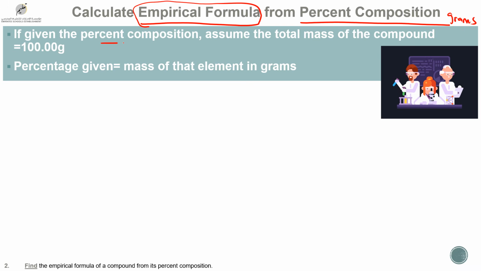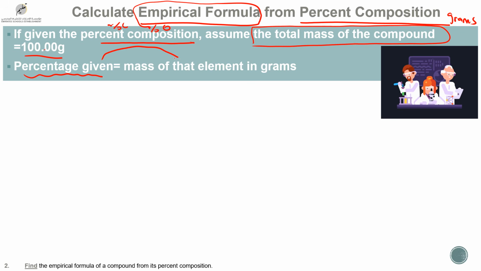If given the percent composition, meaning they give you the percentage of carbon, the percentage of oxygen and so on, assume the total mass of the compound is 100 grams. Okay, so if you multiply 100 grams by the percent, it will give you the same number. So actually, the percentage that they give you is actually the mass of the element.